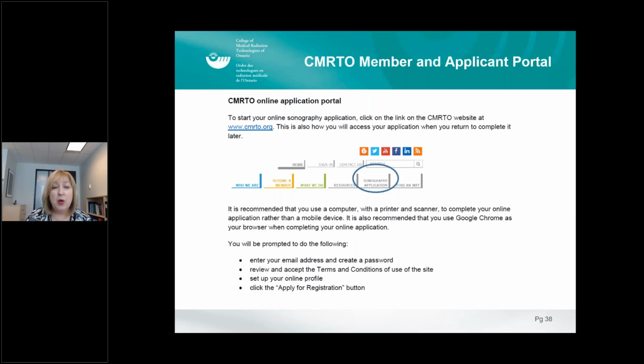So if you go to our website, in the top right corner, you'll see the sonography application box, and you can click on that. We recommend, this is not a mobile friendly process because you're uploading documents. So we recommend that you use a computer with a printer and scanner so that you can scan and upload all your documents at the same time as you're going through the process. You can also go in and out of the application. You don't have to do it all at once. It's not until you submit the button at the very end that CMRTO will receive your application.